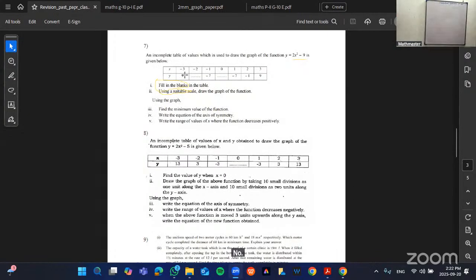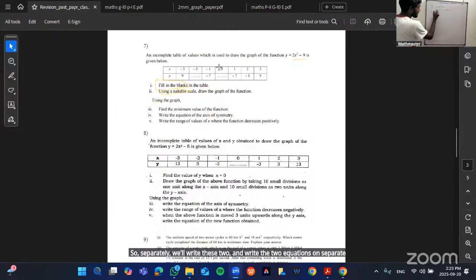So this is question number 7. Y equals 2x squared minus 9. The two blanks given here are when x is minus 2 and when x equals 0. So we have to write these two separately, and write the two equations separately.